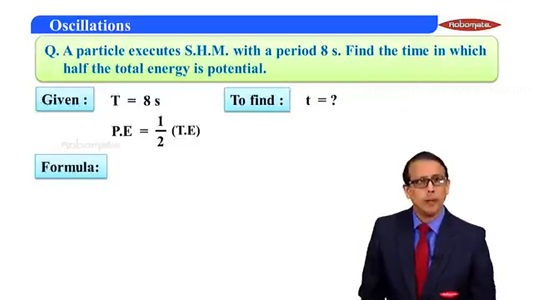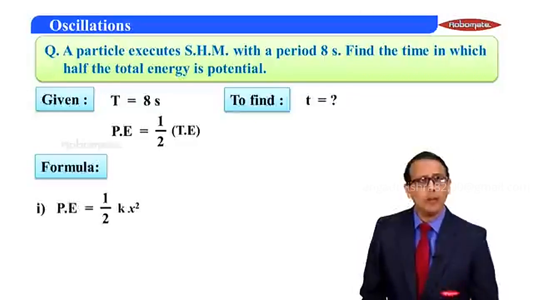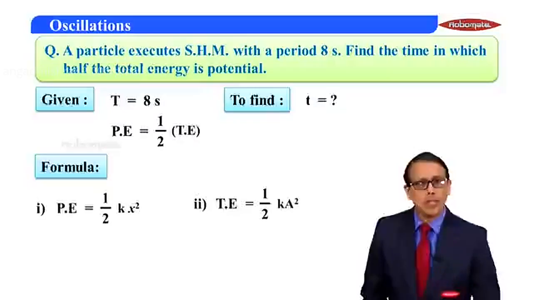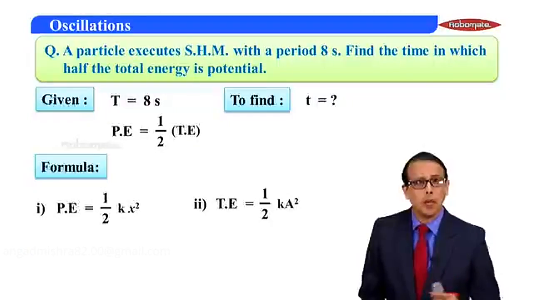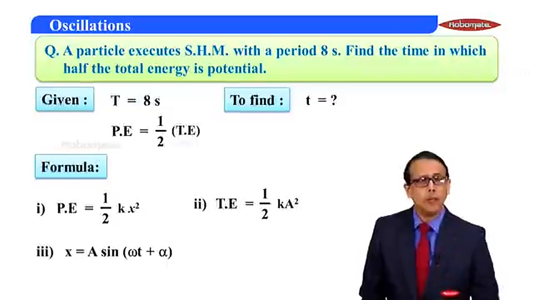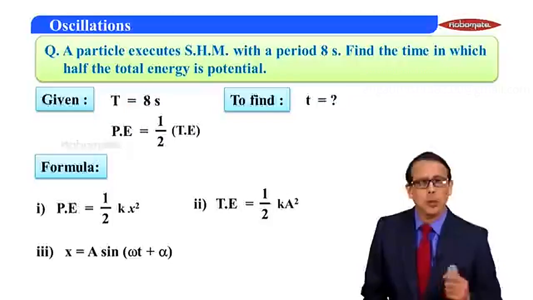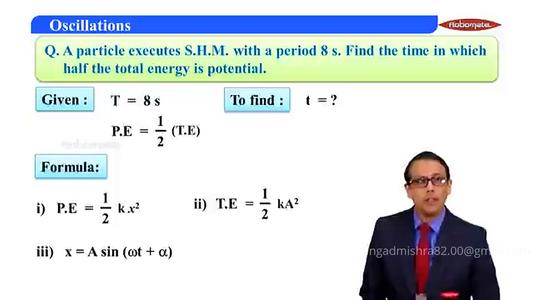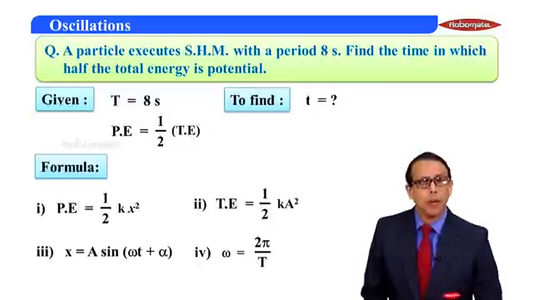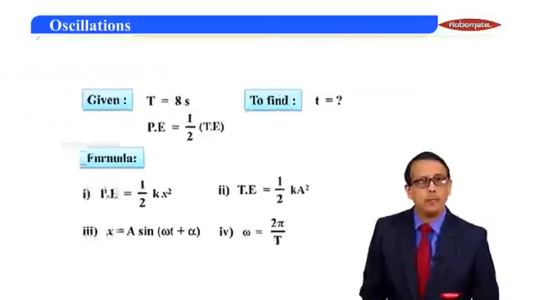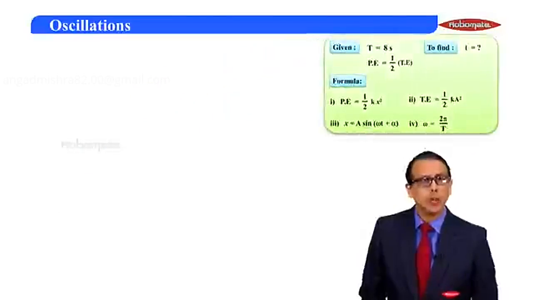The required formula. The first formula that we are going to use is potential energy, which is half Kx square, and total energy, which is half Ka square. Students, to find this t, as I have already told in the earlier modules, whenever we have to find small t in this chapter, we have to use the formula of displacement equation, that is x is equal to a sine omega t plus alpha. Omega is not given here, so we have to use the formula omega is equal to 2 pi by T.